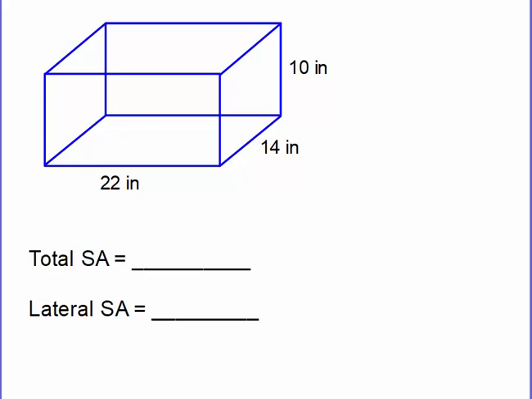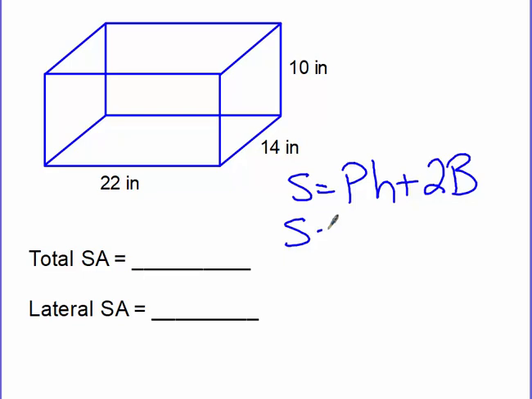Okay, so let's see how you did. The first thing is, to find total surface area, you write the formula down. S equals perimeter of the base times the distance between the bases plus 2 times the area of the base. So surface area equals, well, let's find the perimeter. Well, that's going to be the 22 and the 14.